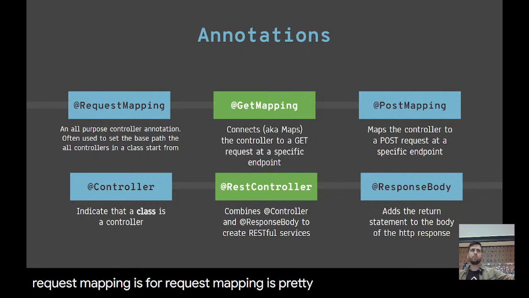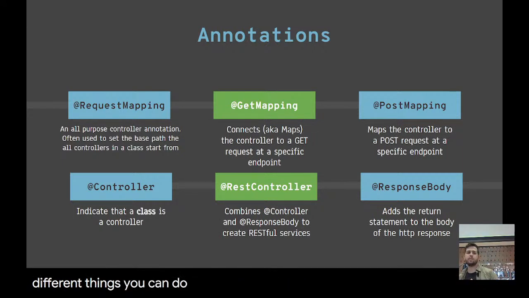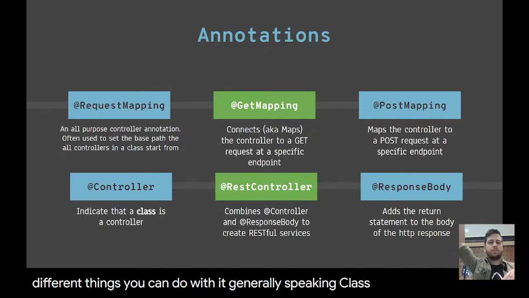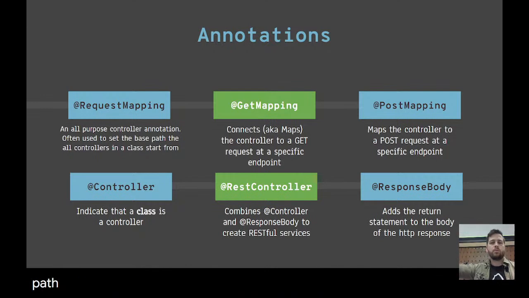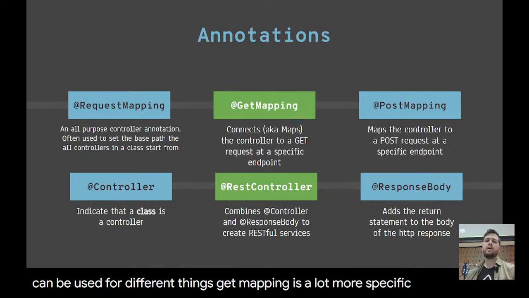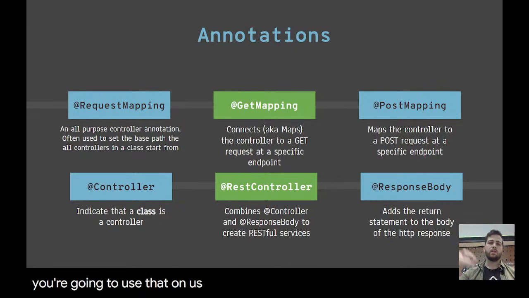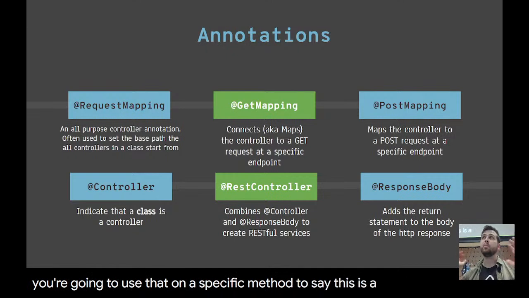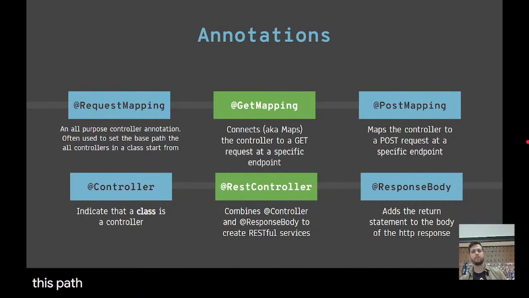Request mapping is pretty general purpose. There's a couple different things you can do with it. Generally speaking, you'll see it used at the class level to set the base path. And I'll show an example of that soon. So just know that request mapping can be used for different things. Get mapping is a lot more specific. You're going to use that on a specific method to say, this is a get endpoint for this path. Post mapping is very similar to get mapping.